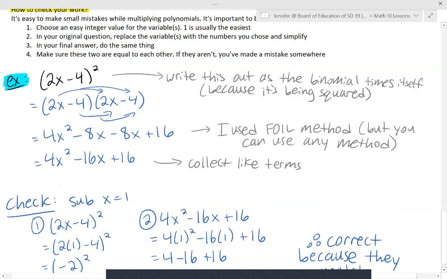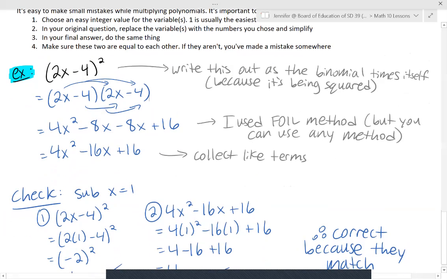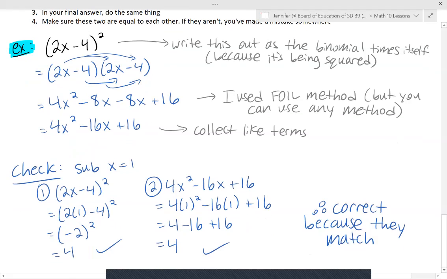One other thing to note is in this question, it looks a little different because we have just one binomial, but it's to the power of 2. What that means is it's just that binomial times itself. So whenever you see that, which you will see, I recommend just writing it out like I've done here, where you have the 2 sets of brackets, because then you can easily visualize which terms are being multiplied together. But of course, that just represents 2x minus 4 squared. So these are all the different methods we can use to multiply polynomials and how we can check our work.